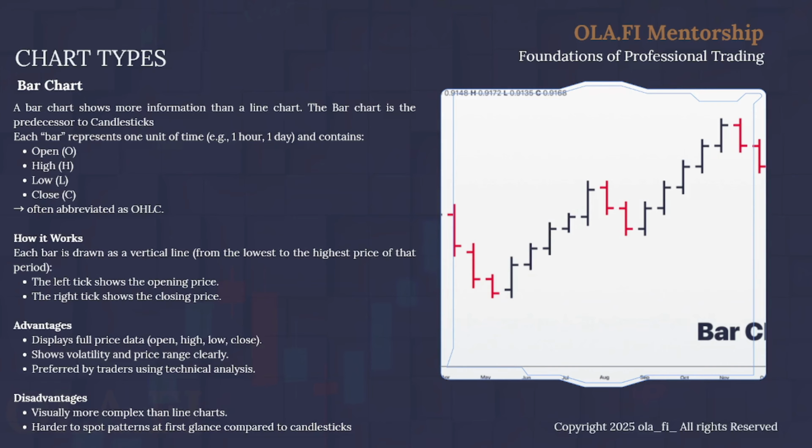The bar chart shows more information than a line chart. The bar chart is the predecessor to the candlesticks. Each bar represents one unit of time. That could be 1 hour, 1 day, 10 seconds, 2 hours, or 4 years. A unit of time can be anything you can think of, and we have bar charts that can represent that.